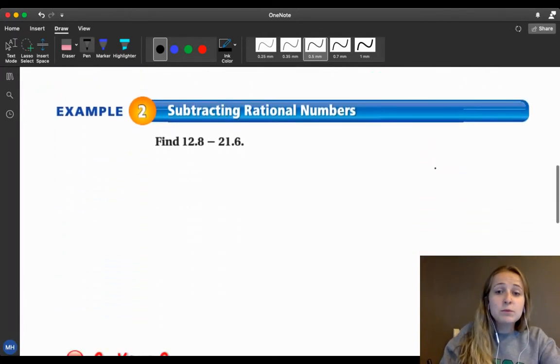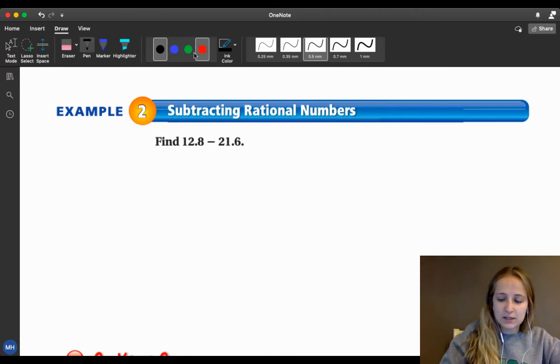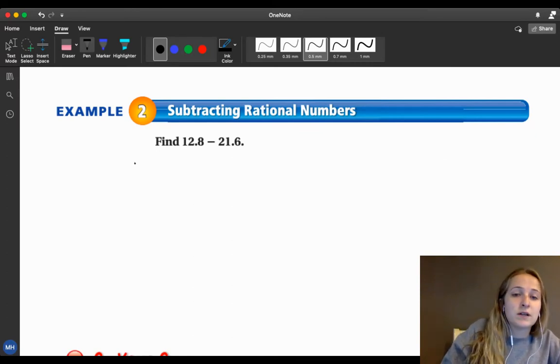Okay, let's move on to our decimal example. So we want to find 12.8 minus 21.6. We're going to use the same rules. The rule is to subtract integers, you're going to add its opposite.